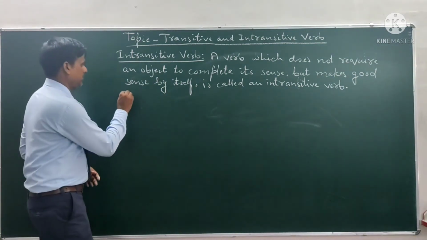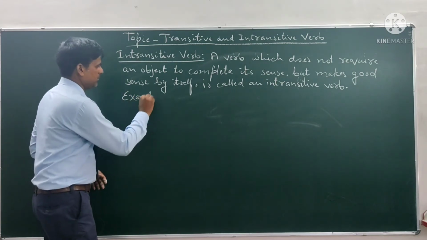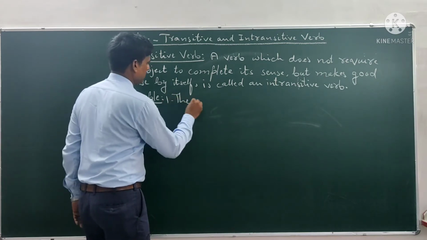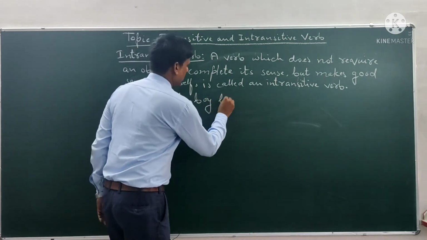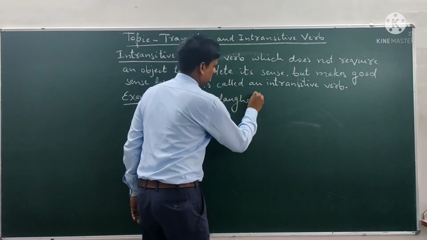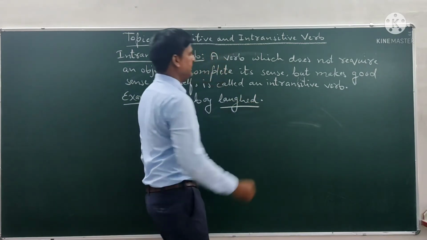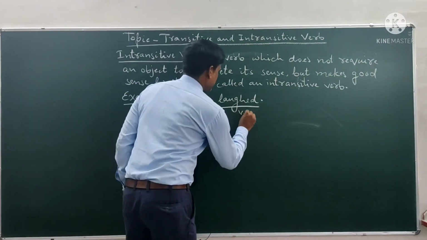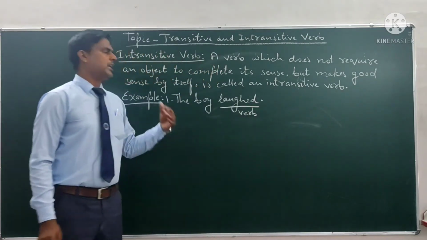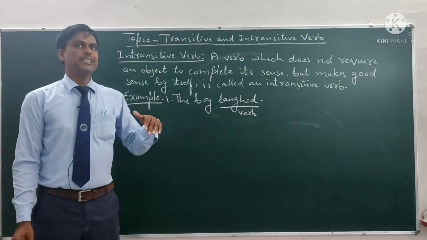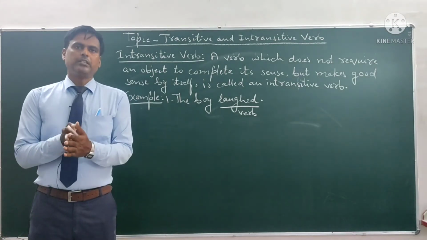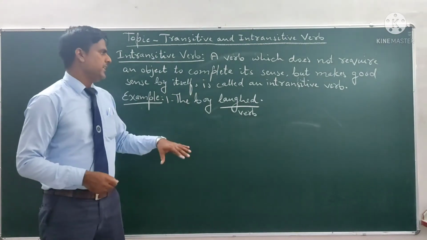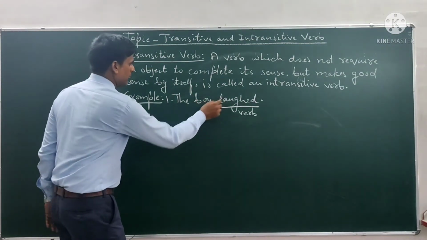For example, the boy laughed. Here we don't need an object. This verb completes its sense by itself. The boy laughed. The sense is complete. We do not require any object to complete its sense. That's why this is an intransitive verb.